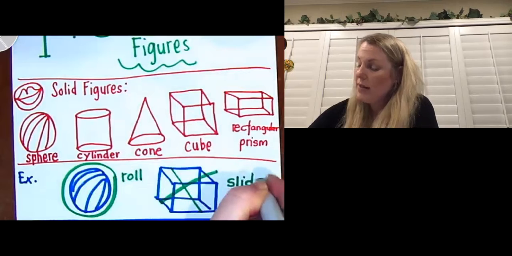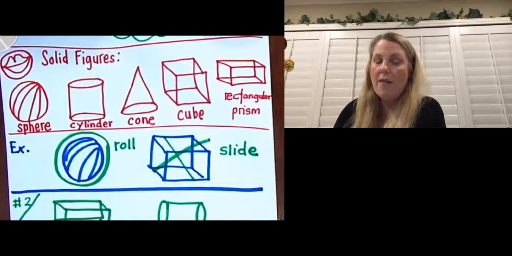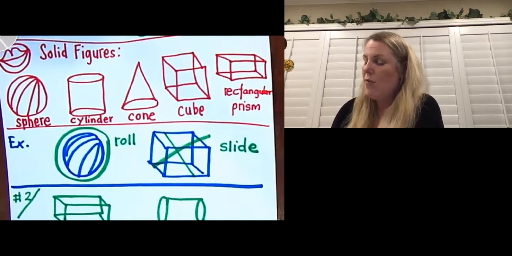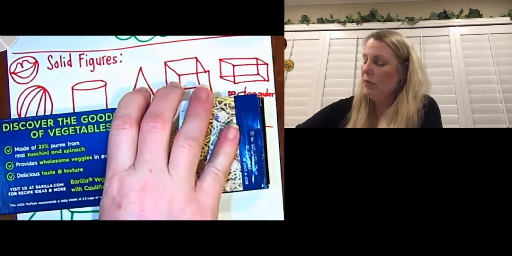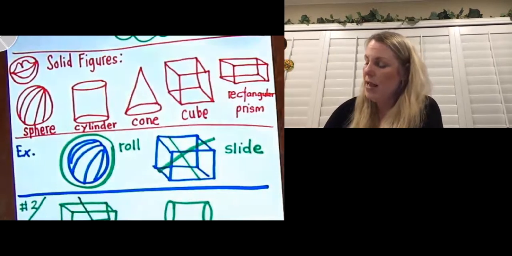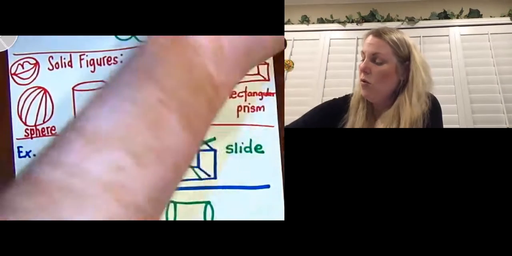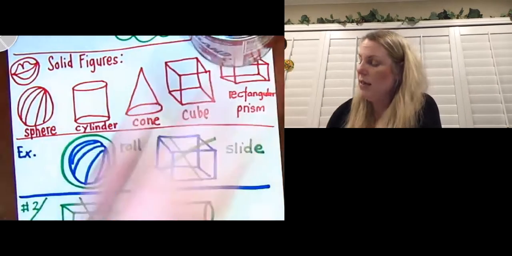Okay, let's look at our next one. Our next one that we have is we have that rectangular prism. And a rectangular prism, can we roll this? No, we can't roll it. So I'm going to go ahead and cross it out. Okay, can we roll the can? Yes, we can. So that does roll.